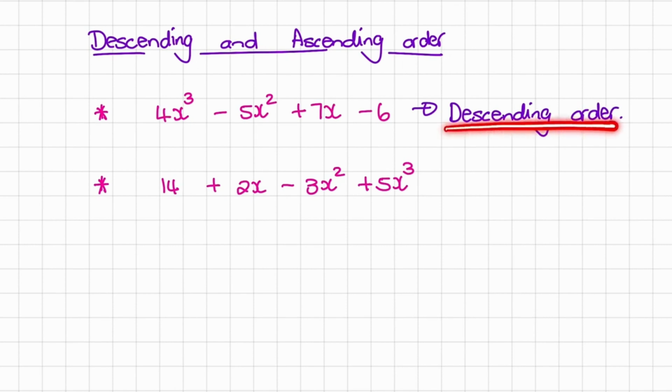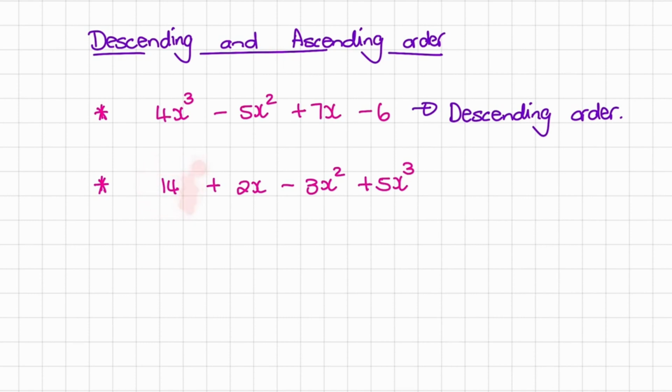For descending order, we don't look at the coefficients or the signs between exponents. We simply look at the power of each exponent, and we want to take it from the highest power down to the lowest power.